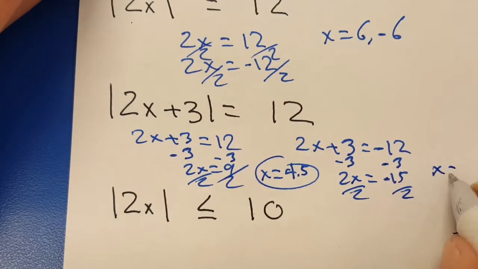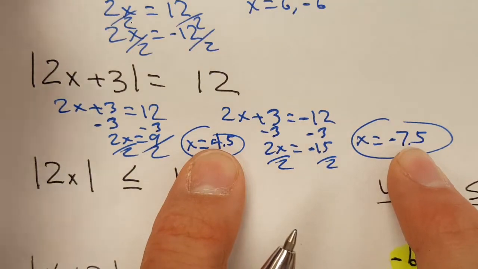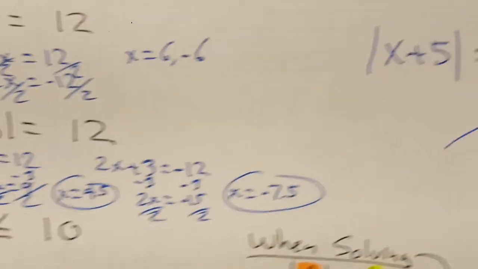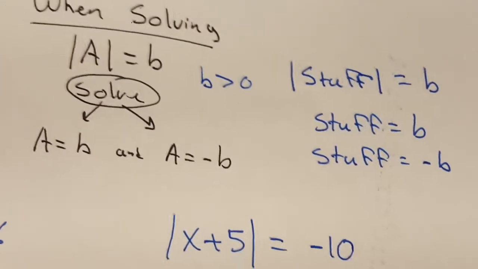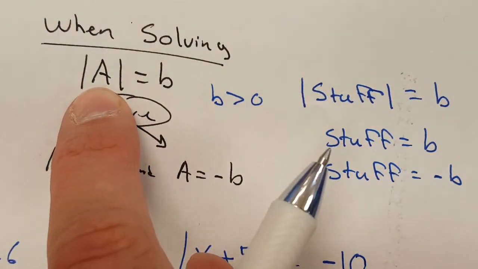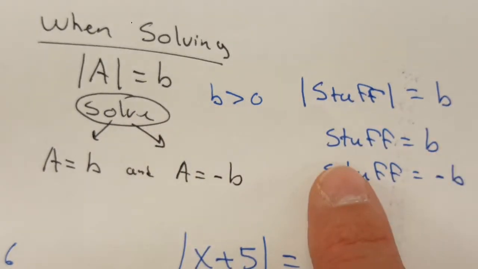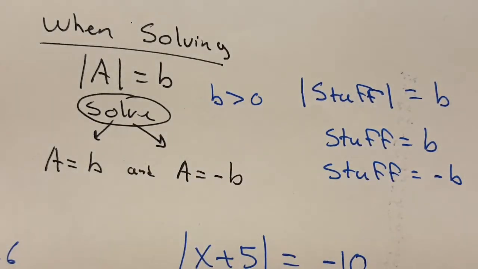Looks like we're going to have x equals negative 7.5. There you go. So there's your two solutions, friends: 4.5 and negative 7.5. All right, so again, when you're solving these equations, if you have stuff inside the absolute value symbols and it's equal to a positive number, you set the stuff equal to the positive, you set the stuff equal to the negative, and you're going to solve. You're always going to find two answers.